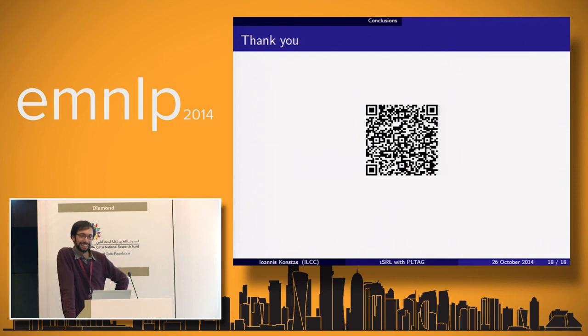Where did the tree adjoining grammar come from? Sorry? Where did you get the tree adjoining grammar? Was it extracted from the Penn Treebank? Yes, exactly.